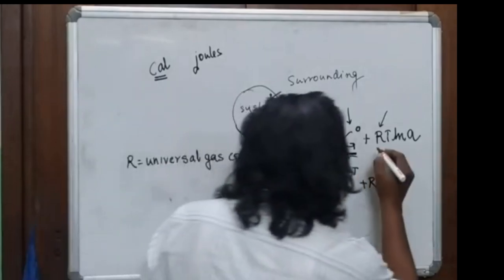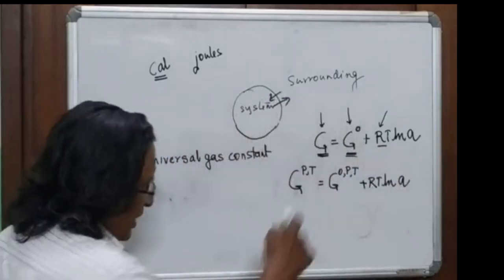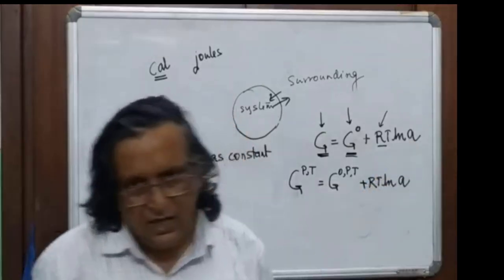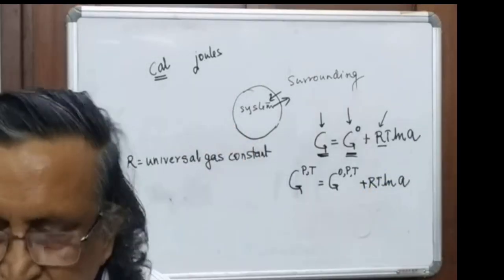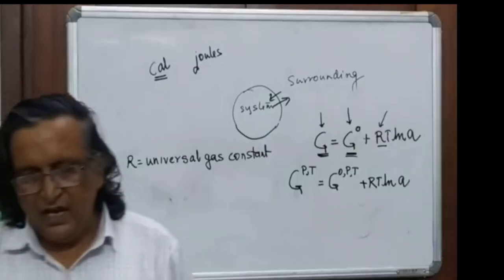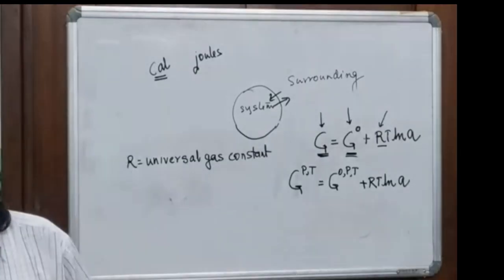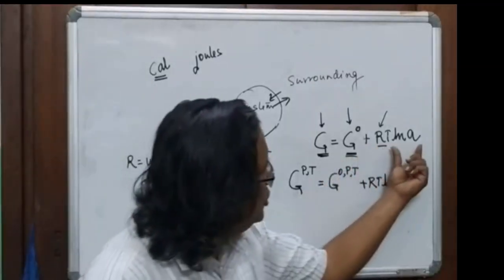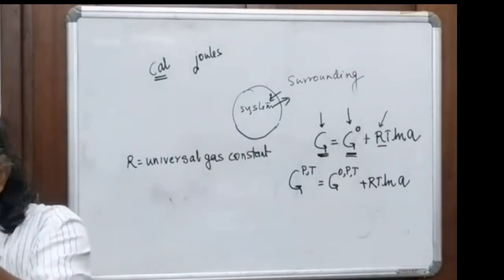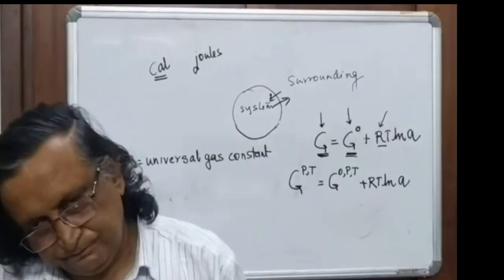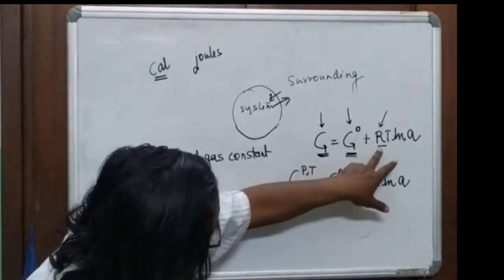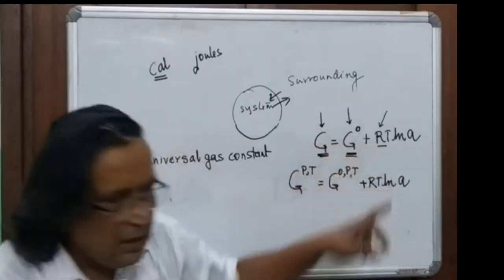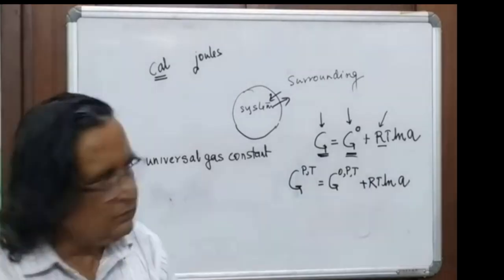Now, R into T. You remember from your school days, activity is a dimensionless number. That means it doesn't have a unit. Activity does not have a unit. So this has no units. It's a mathematical dimensionless operator. So you have R into T. So what should be the unit of R?